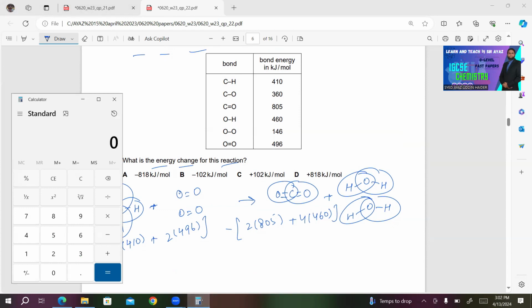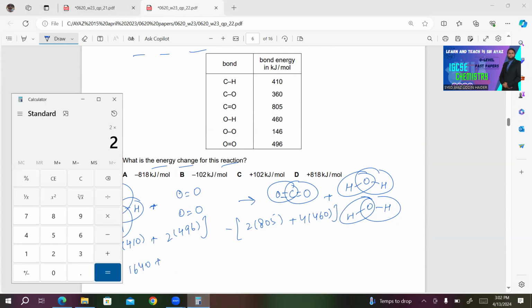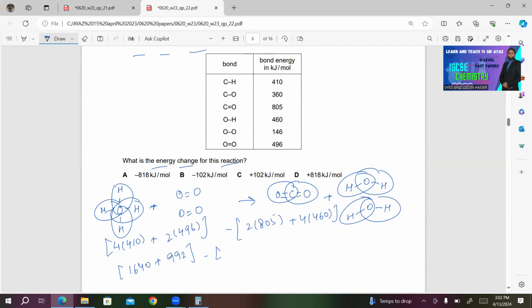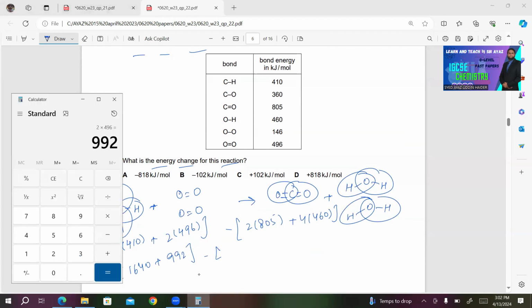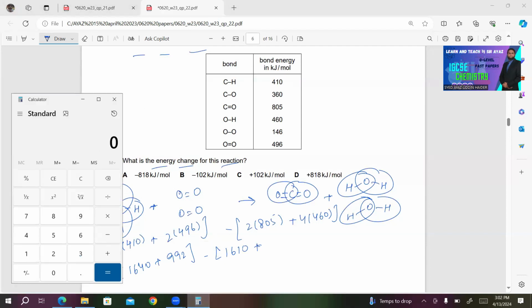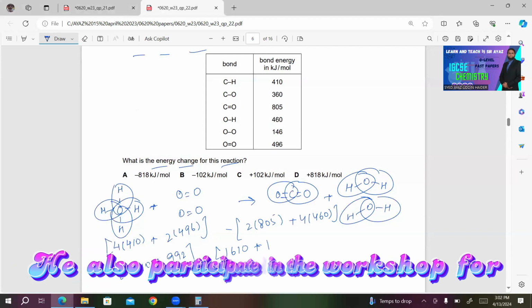4 multiplied by 410 gives 1640, plus 2 multiplied by 496, which is 992, minus 2 multiplied by 805. We'll get 1610, plus 4 multiplied by 460, which is 1840.